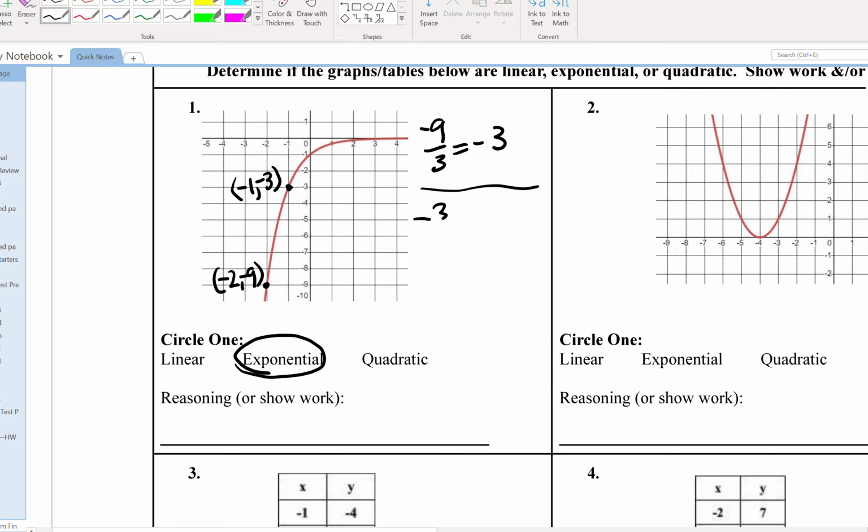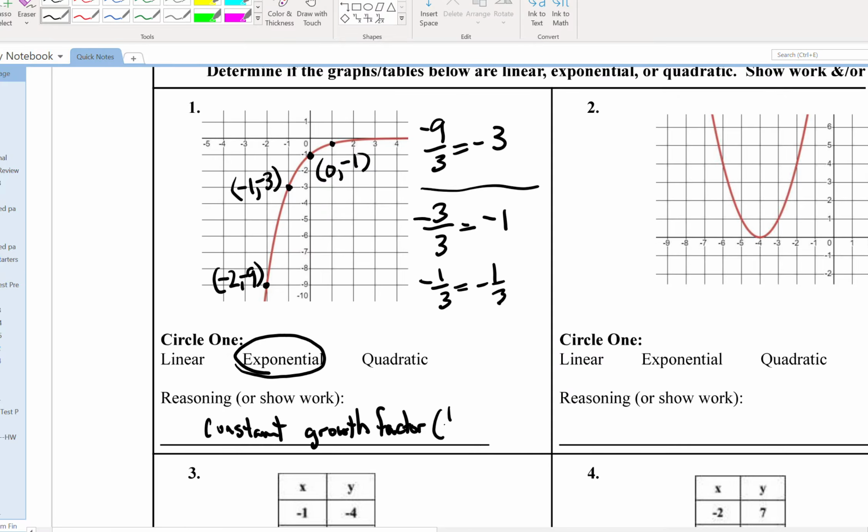And then if I took -3, the next value, and divide it by 3, I would get -1, which is that next value. That's at 0 comma -1. And if I took -1 and divided that by 3, I get -1/3. And that would be that value right there. So this all makes sense. You have a constant growth factor. And because you're dividing by 3, its constant growth factor would be 1/3.